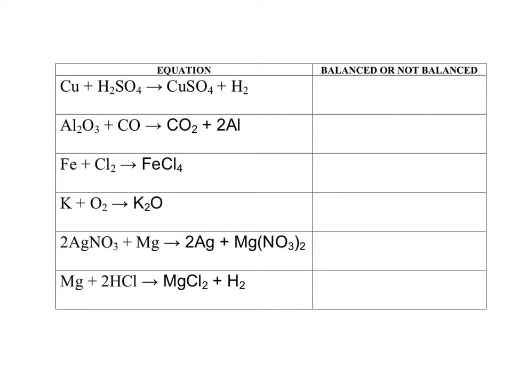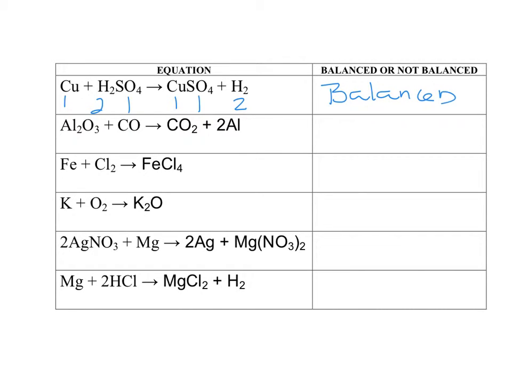Let's take a look at this example. In the first equation, I have one copper, two hydrogen, and I'm going to keep the SO4 as one unit, so that's one SO4. On the product side, I have one copper, two hydrogen, and one SO4. These are all balanced, so this is a balanced equation.